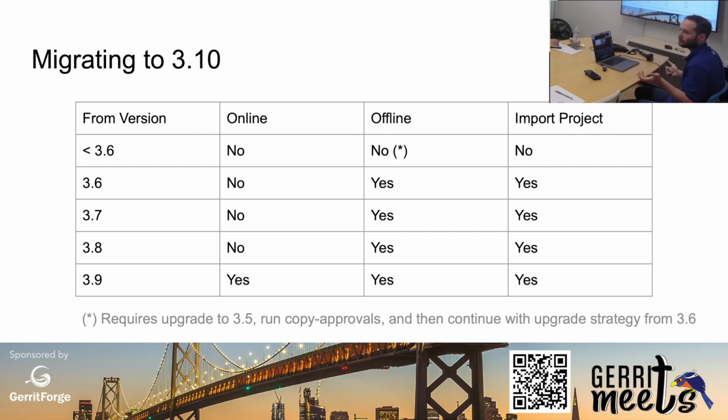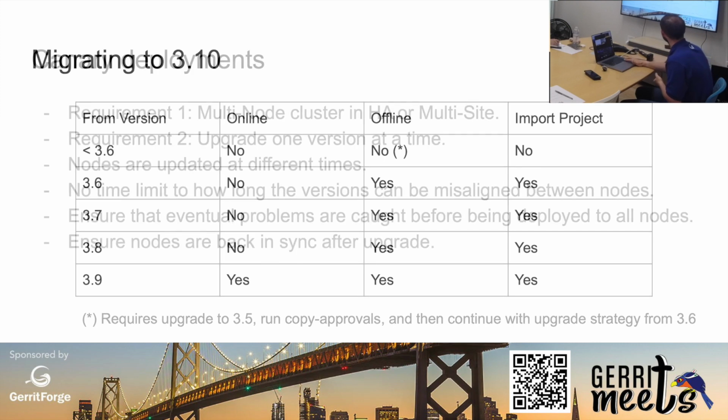It can be a bit of a big effort for big companies keeping up with the pace of release of Gerrit. So if you want to skip a few versions, we'll show how you can do that with the import project functionality. It's a bit more involved, but it allows you to save a considerable amount of time if you're skipping 3 or 4 versions.